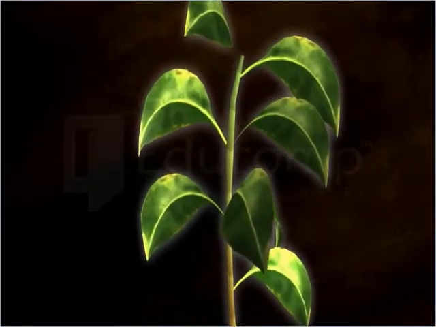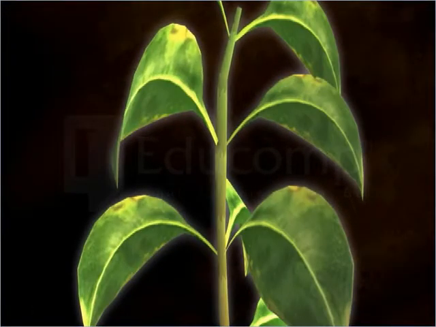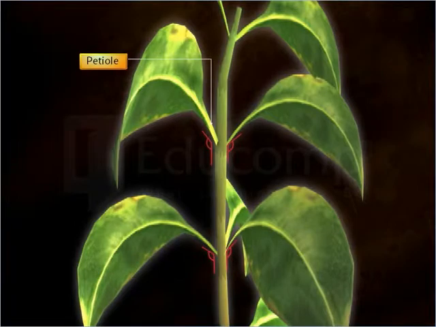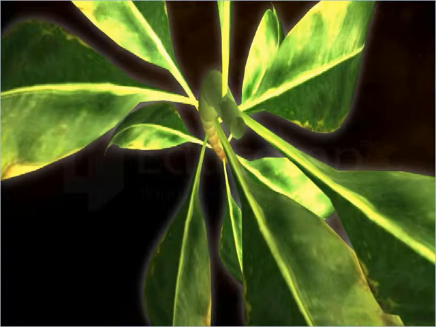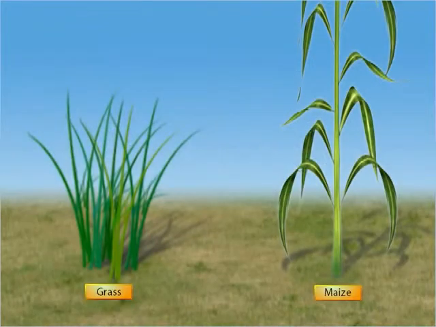Ever observed a plant in your vicinity? Look at the arrangement of the leaves. They are held at an angle by the petiole and arranged in a way that prevents overlapping of the leaf surfaces. This facilitates maximum exposure to light. In the leaves of some plants, like grasses and maize, the petioles are absent. These leaves have long laminae.